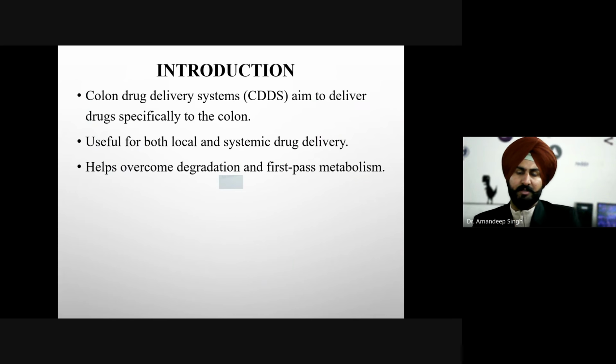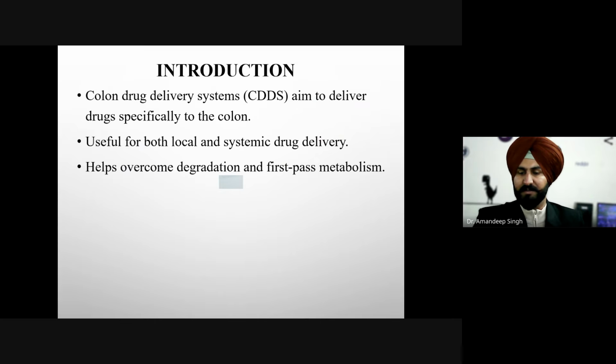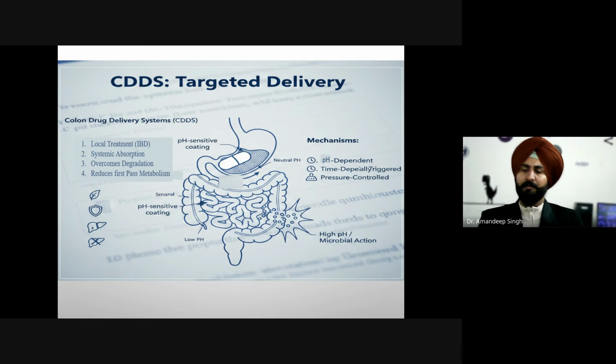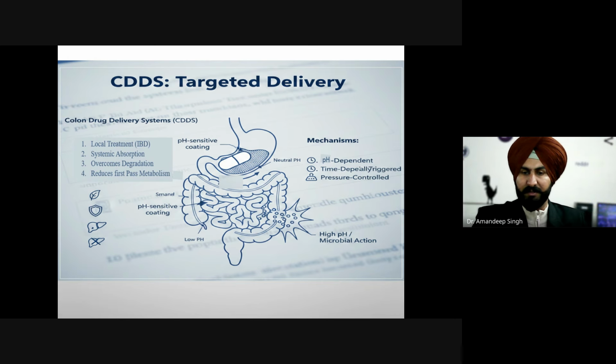Colon drug delivery is an empowering system for the management of colon disease. This system has important benefits: it overcomes degradation as well as first pass metabolism. When we talk about the pathophysiology of the GIT, there are different pH patterns. As you can see, the small intestine, the stomach region and the colon site each have a different pH, which varies from one to another. That's why it is very difficult to target this site.